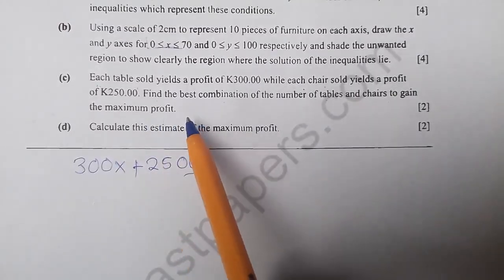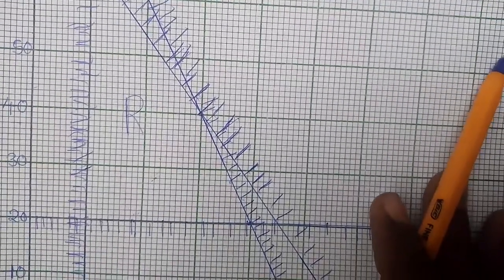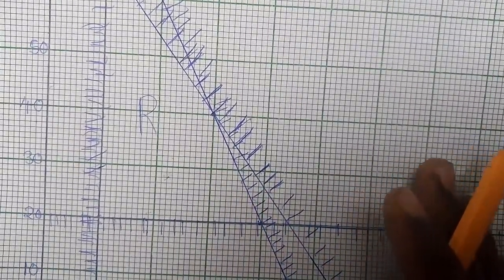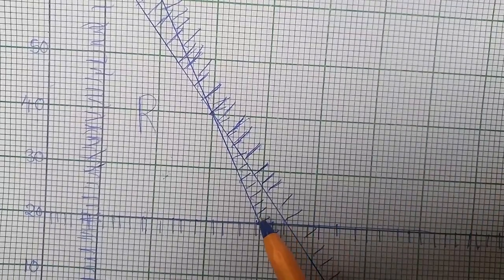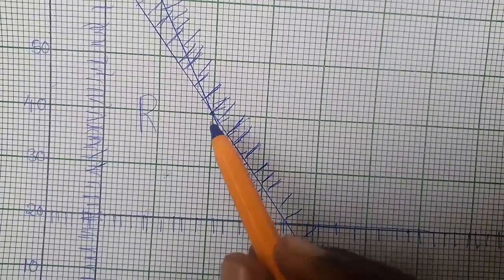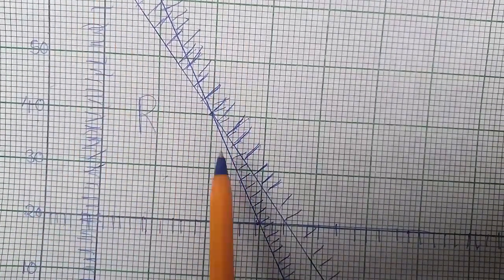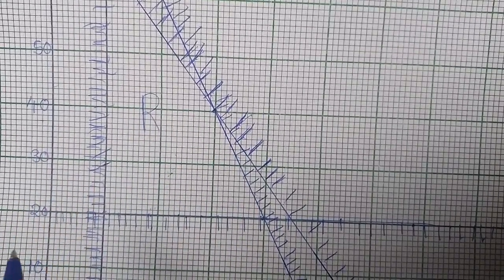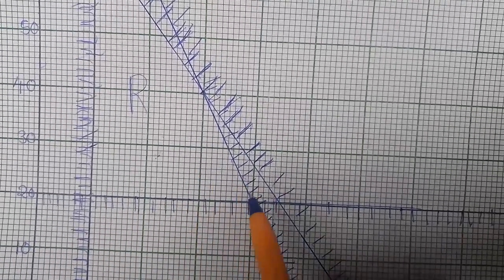So where are your answers going to come from? When you look at the graph that we've sketched, where are the answers going to come from? So answers are going to come from this point that is here, then also that other point, then we get even that one. Then from these we see which one is going to give us the maximum profit. Then the one that is going to give us the maximum profit, that is the one we are going to take.